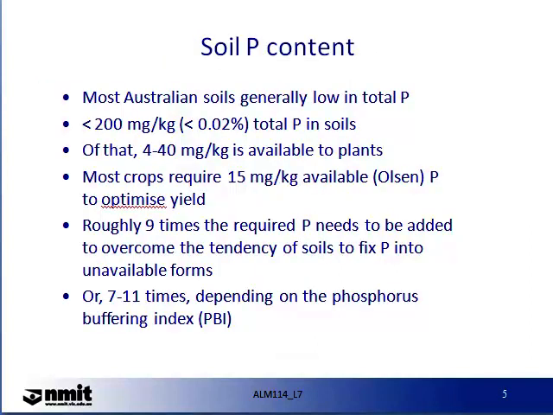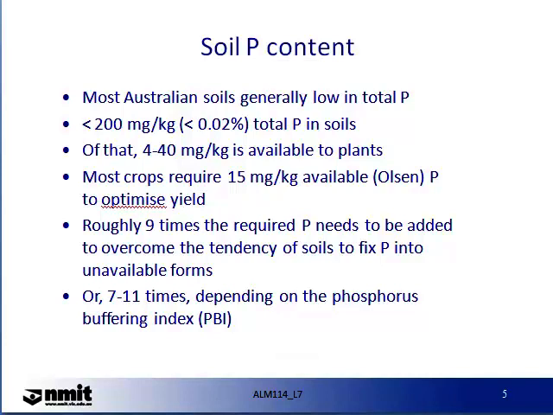Most Australian soils are generally low in total phosphorus. Many soils around the world are also low in total phosphorus. Soil phosphorus content is usually about 200 mg per kilogram, or less than 0.2% of the total P in soils. Of that, between 4 and 40 milligrams per kilogram is available to plants. Most crops require about 15 mg per kilogram of available P.